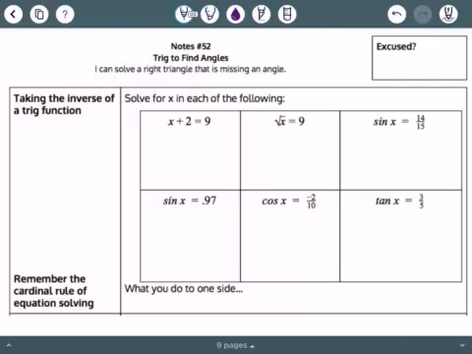Everybody, this is Notes 52, and we're using trig to find angles today. Yesterday we were finding sides, today it's angles. Before we do that, we do have to learn something new about solving equations.